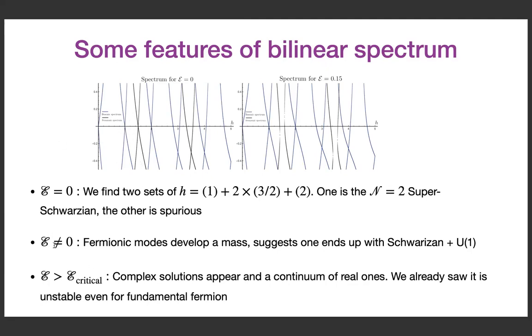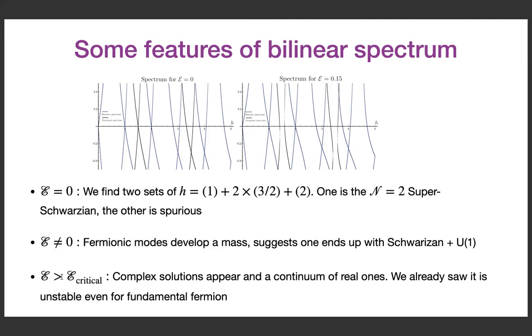As we turn on E, which means that we turn on a U(1)_R charge, the supersymmetry is broken. And for example, the fermions are not at 3/2 anymore. They are a little separated. And this suggests that one ends up with just the bosonic Schwarzian with the bosonic U(1) with some massive fermions.